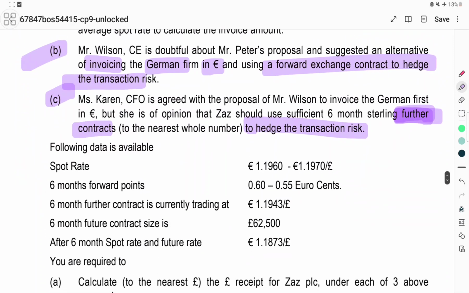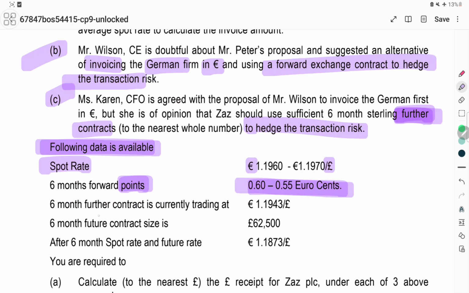Then the following base data is available to you. The spot is given to me. This is a euro by pound quote. 6 month forward points are given to me, so I will have to either add or deduct depending on the ascending or descending order of the points. Here it is clearly noticeable these points are in descending order. I will have to deduct from the spot to get the forward rates.